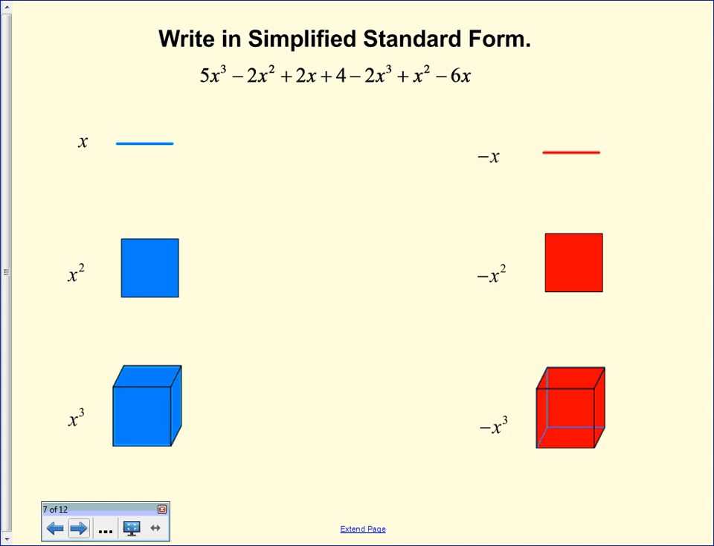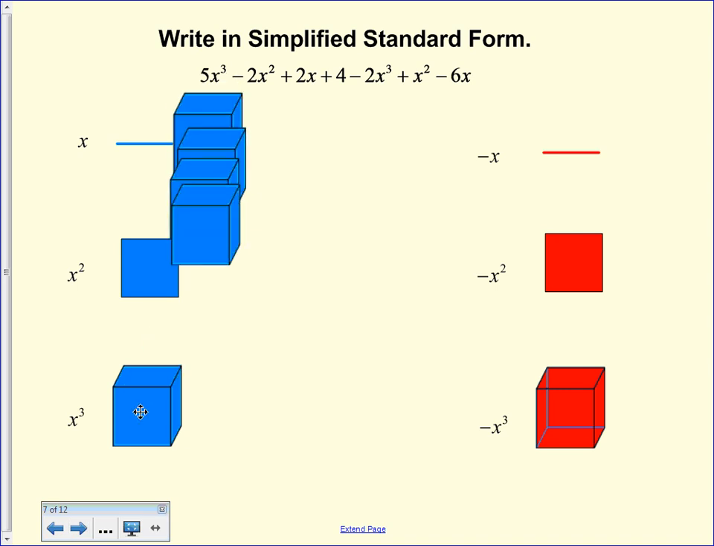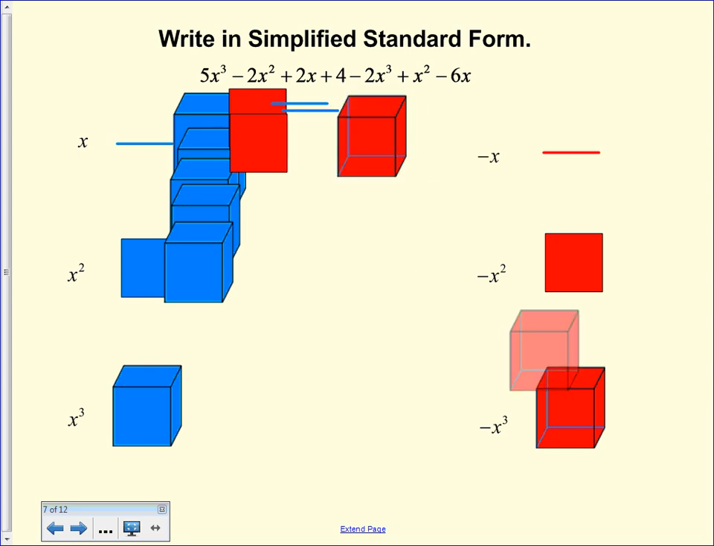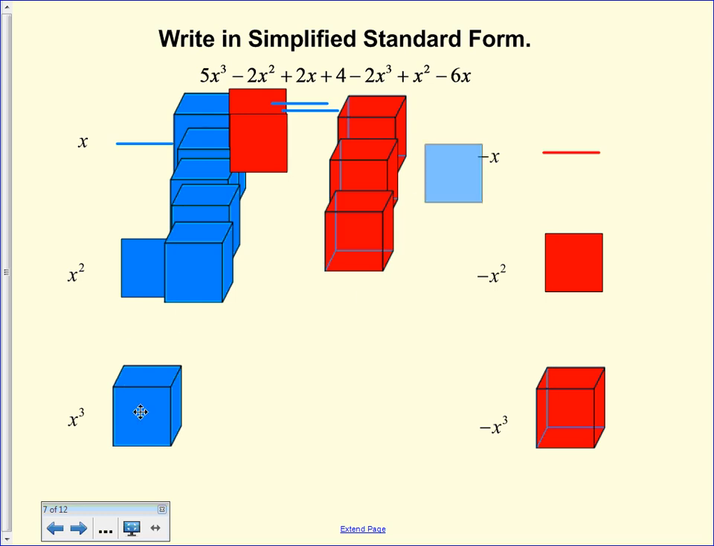What I'm going to do is let cubes represent x cubed. So here I have 5x cubed. I'm going to let squares represent x squared. I'm going to use red to represent negative. So here I have negative, and I'm going to use lines to represent x. So here I have a positive 2x. I'm just going to fill in all of these with cubes and squares and then lines. So we have 6 lines here.